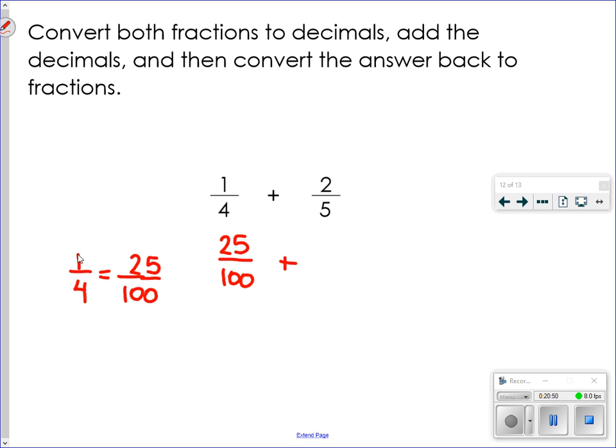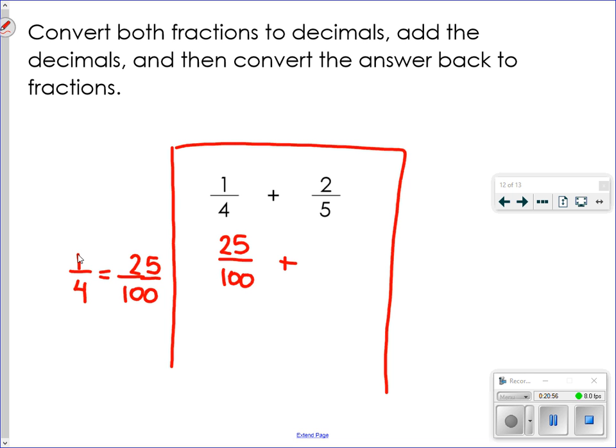Plus, I'm just going to put this kind of in a section by itself so that my work doesn't get in the way. Okay, 2/5. I can make that into tenths pretty easily by multiplying by 2. So do the same in the numerator. 2 times 2, 4 tenths. Oops. Sorry. 4 tenths.